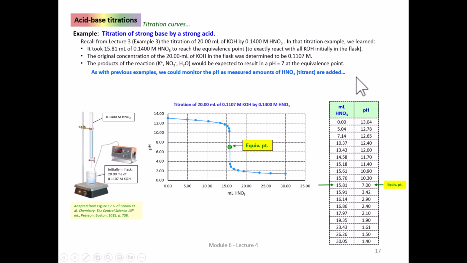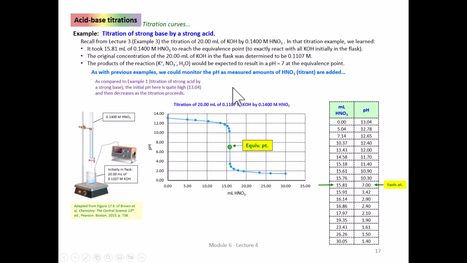We also learned that the original concentration of the potassium hydroxide in that flask was 0.1107 molar, and that the products of the reaction at the equivalence point, potassium ion and nitrate ion, would be expected to result in a pH equal to 7. Now, as in the previous two examples of titration curves, we could use a pH meter to monitor the pH as we added measured amounts of titrant to the flask, and it would look like this.